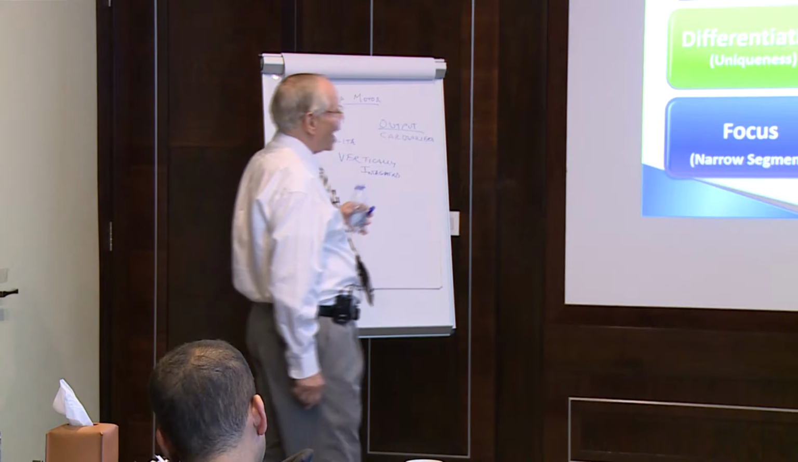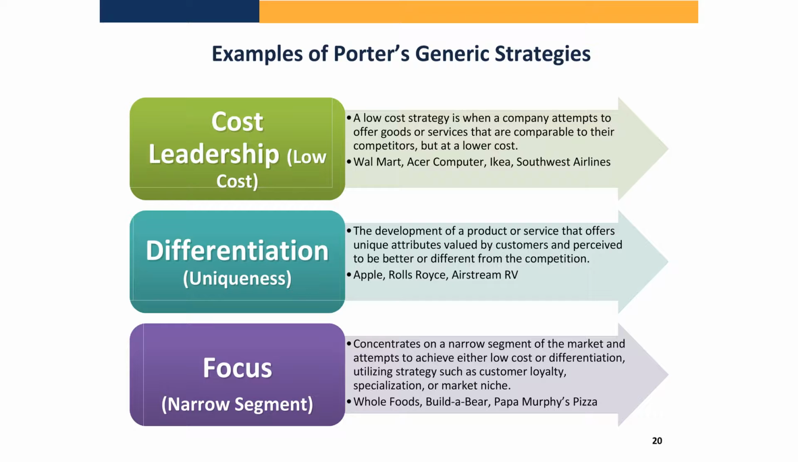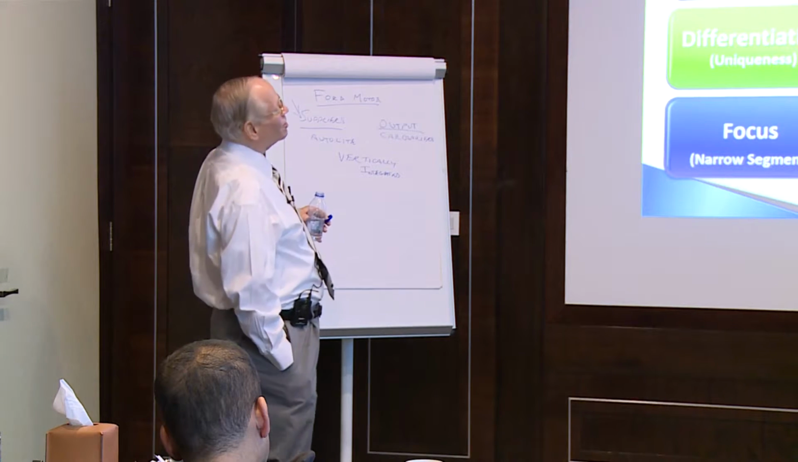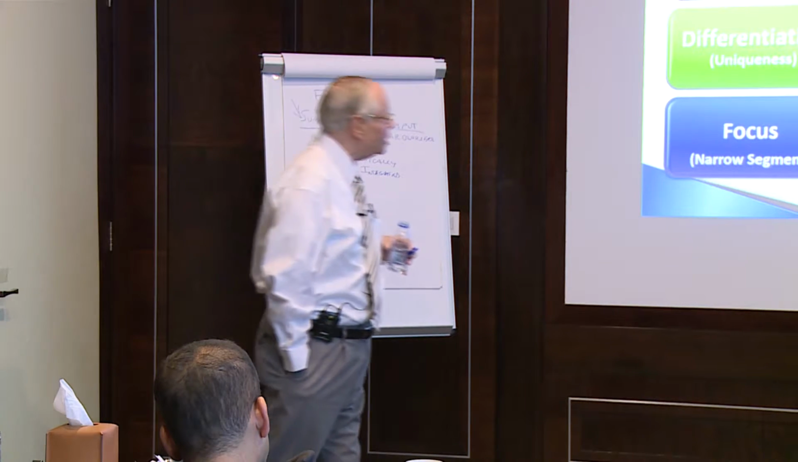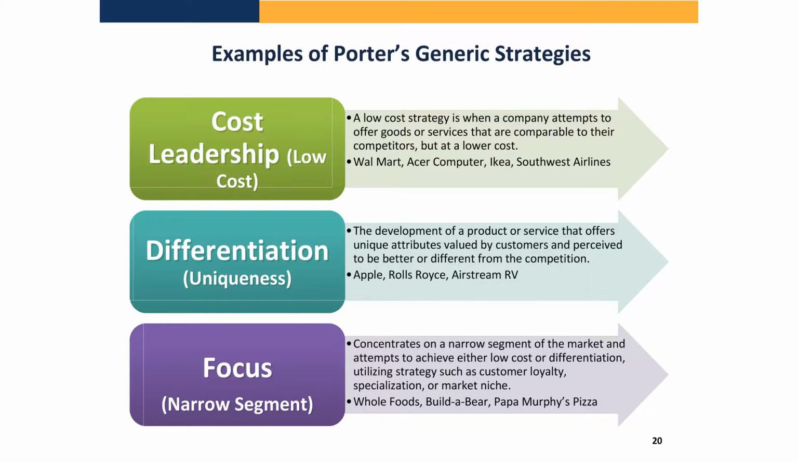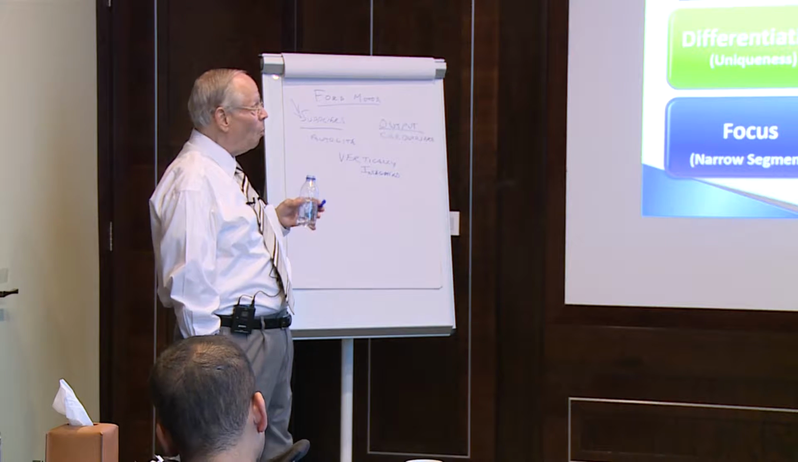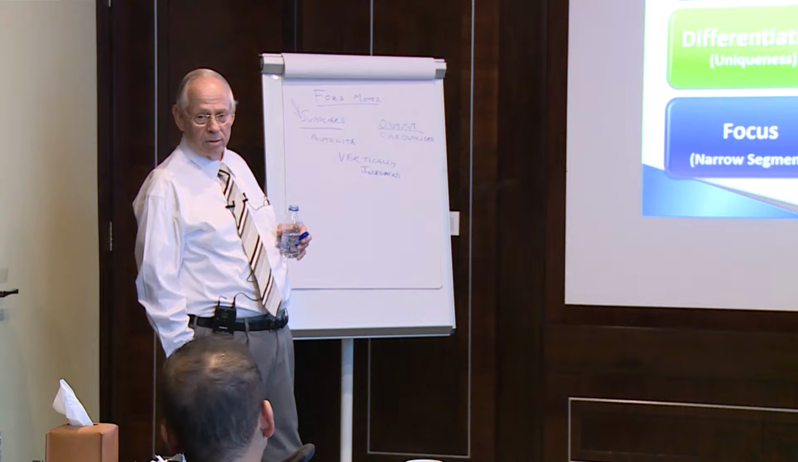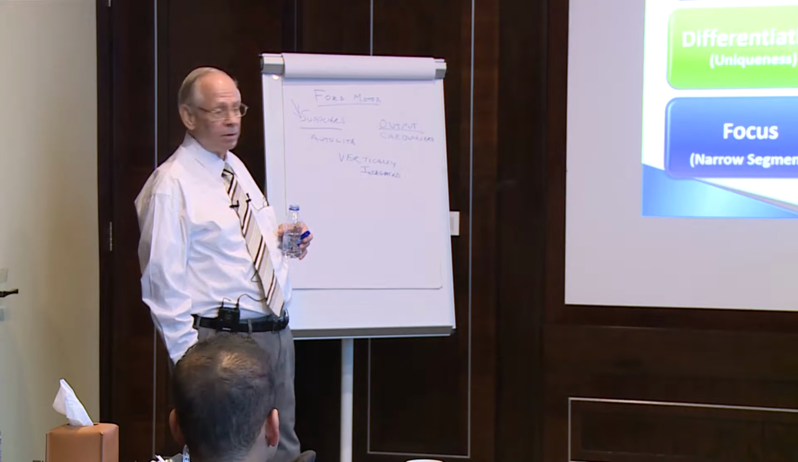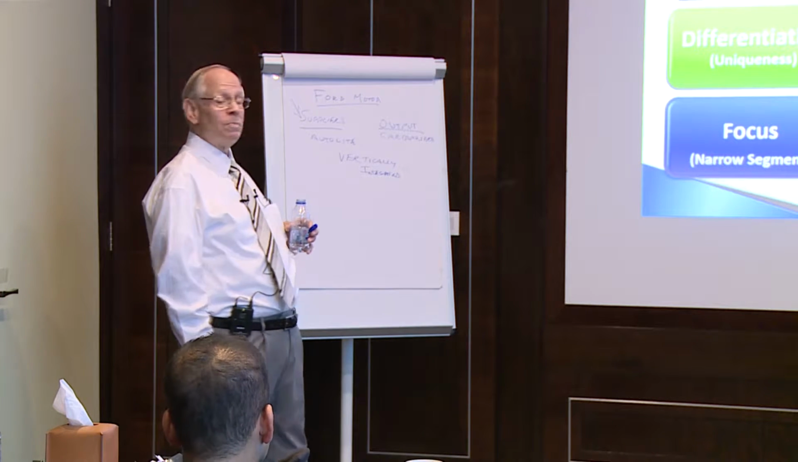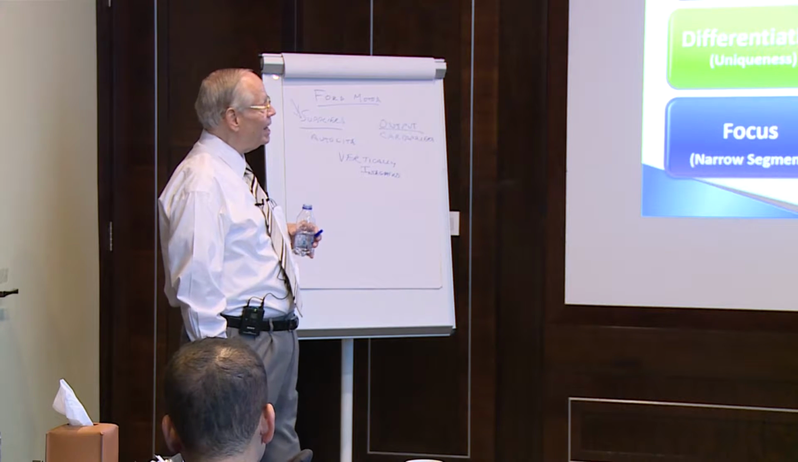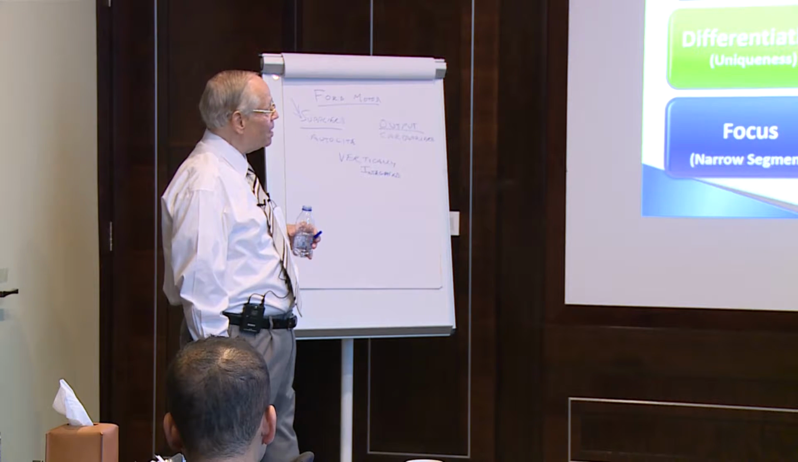Porter's generic strategies, cost leadership, and the reason we have this slide in here is because it gives examples. Cost leadership, low cost leadership. A low cost strategy is when a company attempts to offer goods or services that are comparable to their competitors but at a lower cost. Examples: Walmart. Everybody familiar with Walmart? Yeah, they're real cutthroat. Acer Computer, IKEA, and Southwest Airlines.